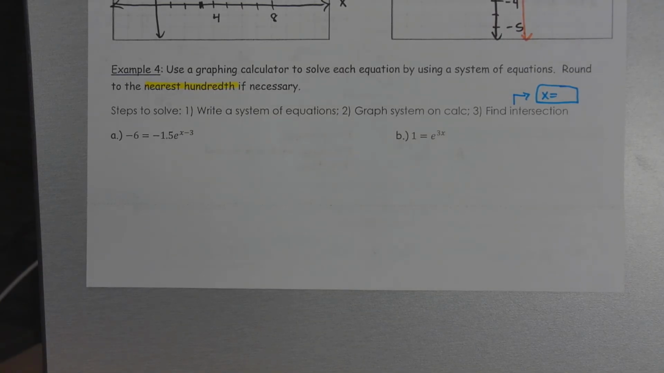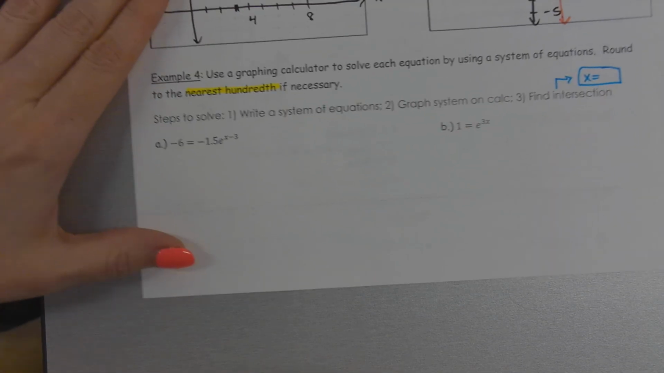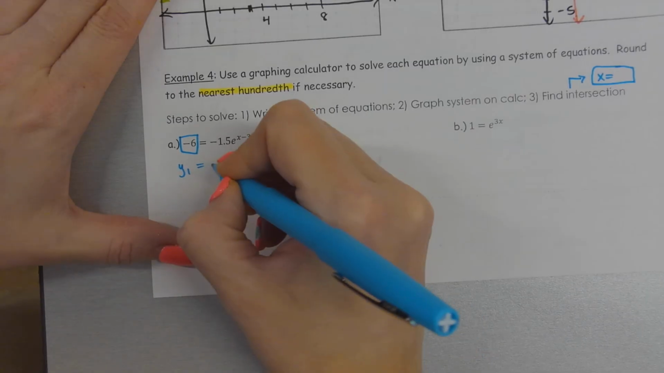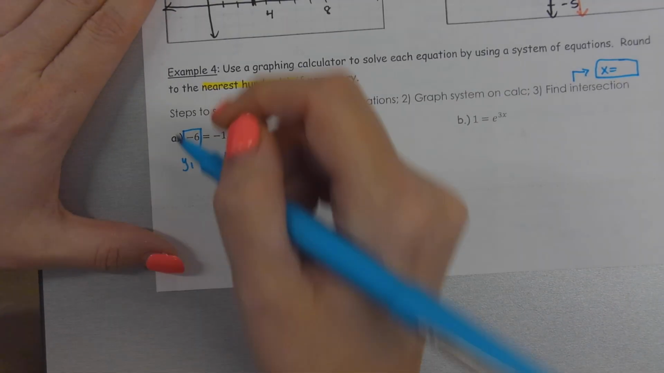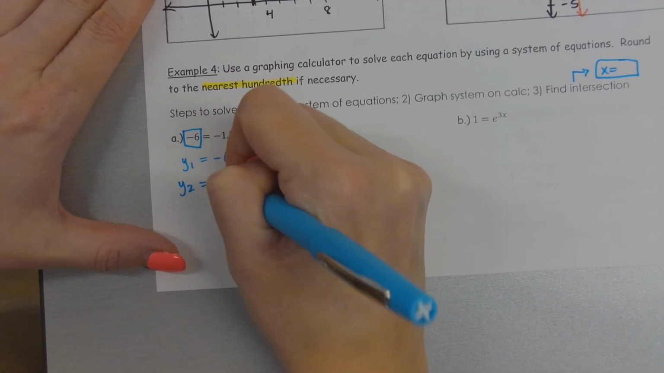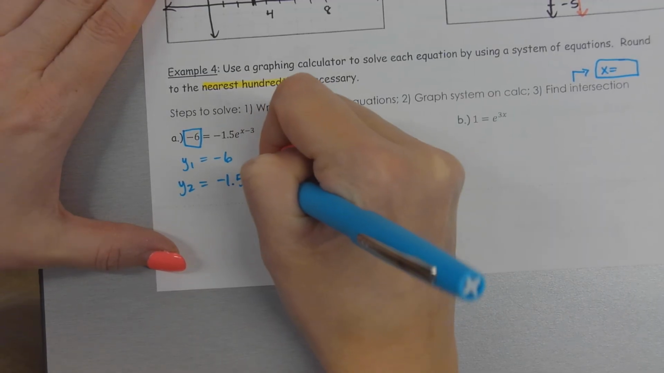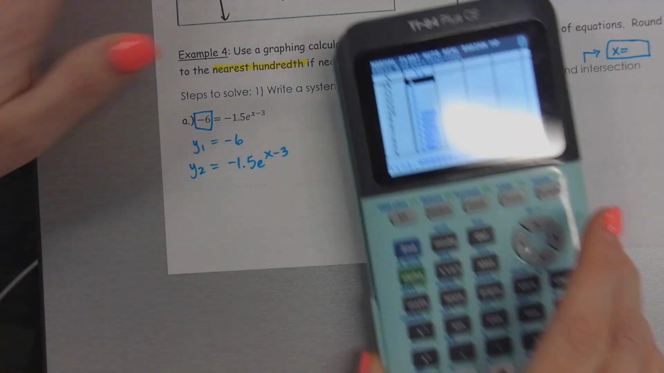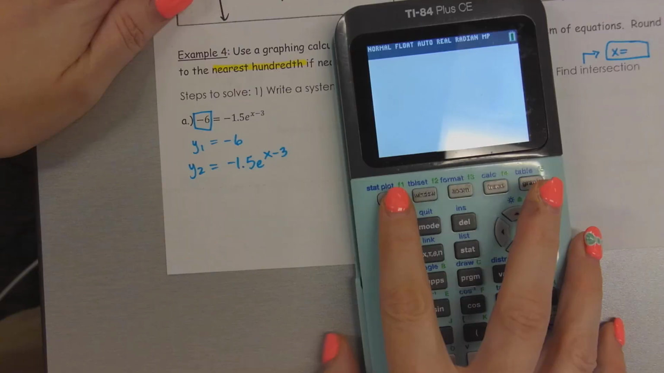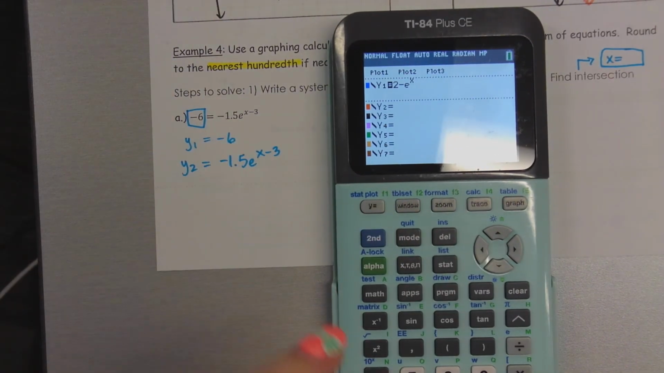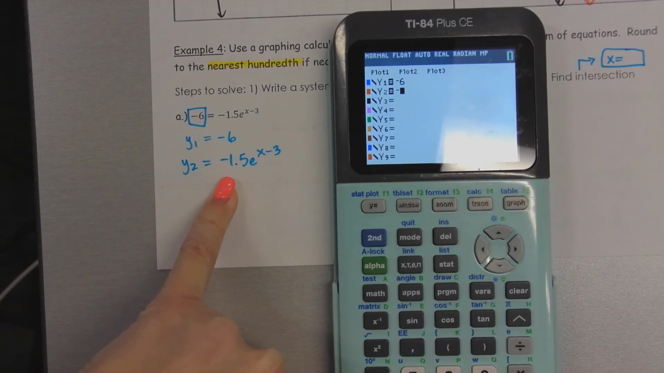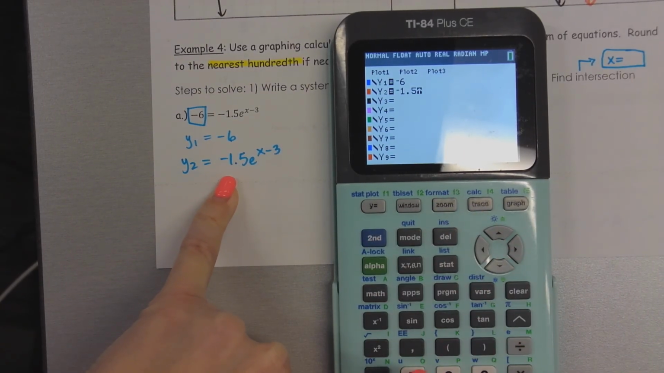Okay, your system of equations is just going to be based on each side of your equation. So in y1, we're going to put -6. In y2, we're going to put -1.5 e to the x minus 3. Okay, so that is step 1. We're going to graph that on our calculator. So we're going to go back to our y equals. Going to put in -6 here. And it really doesn't matter which one you put as y1, y2.